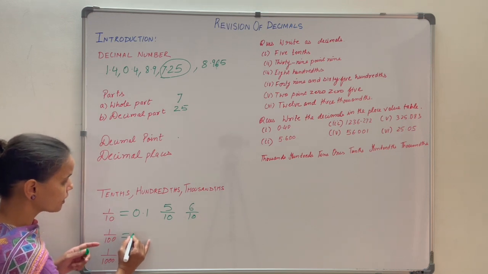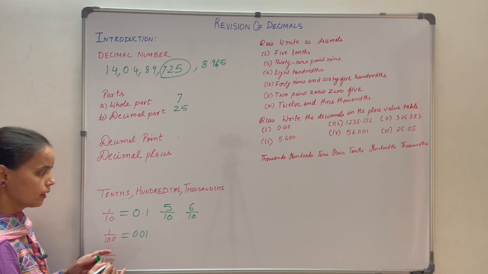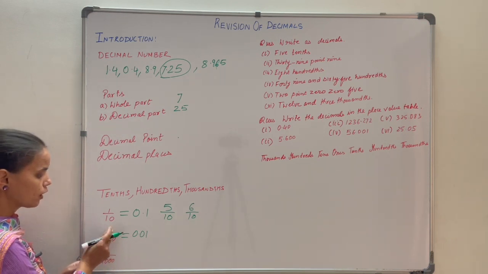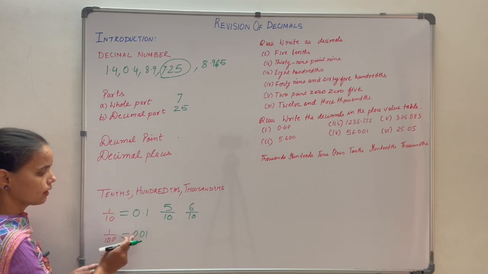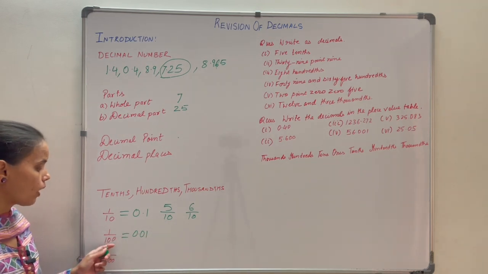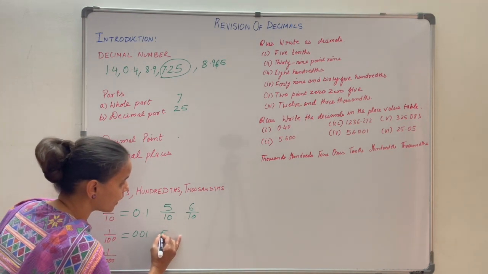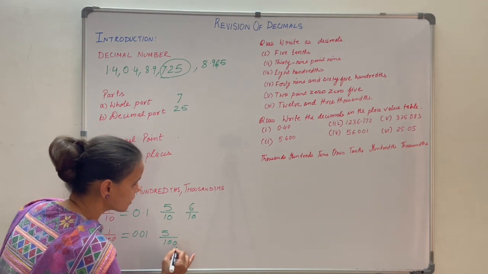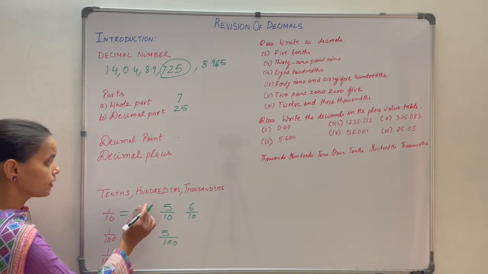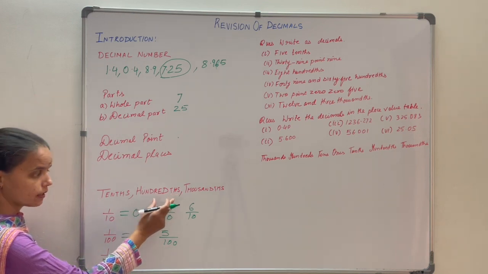1 by 100 is 1/100th. It can also be written as 0.01. It is like division by 100, so the decimal point shifts 2 digits this side. So that's how you get 0.01. This is read as 1/100th. If you write it as 5 upon 100, then this is read as 5/100th. Note, it is THS. In 100 you add THS, so it is hundredths.